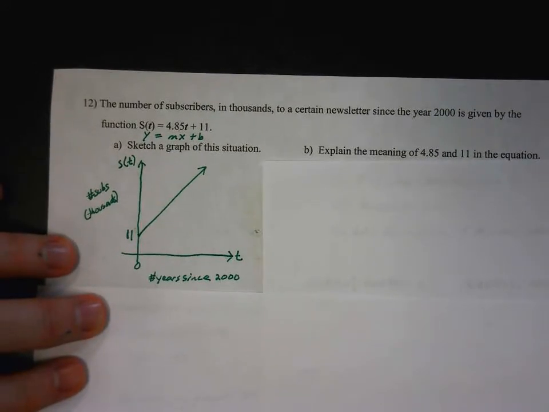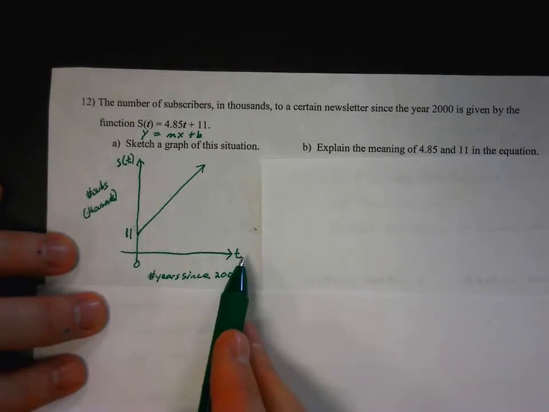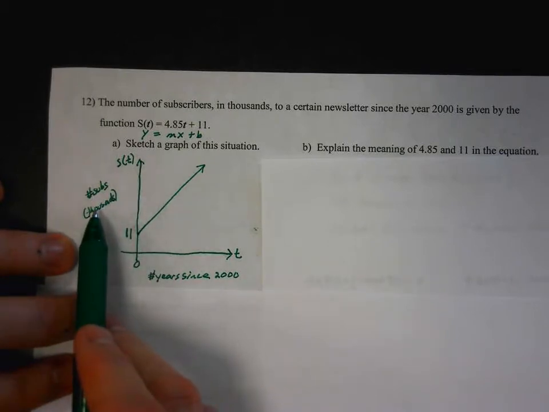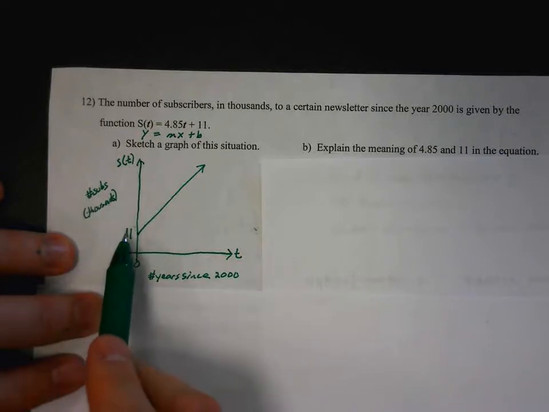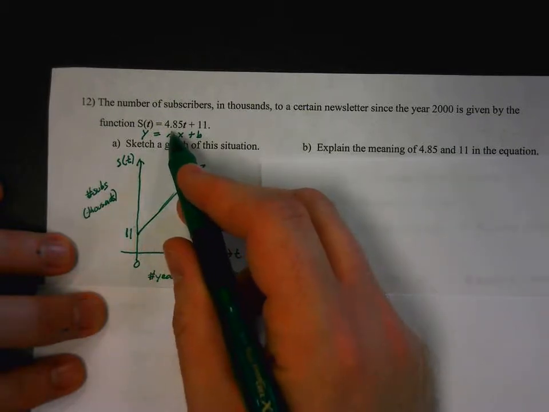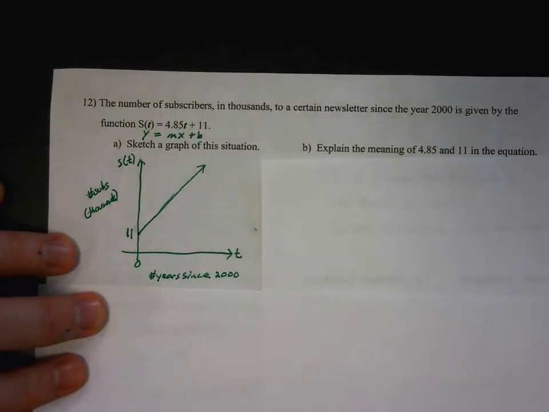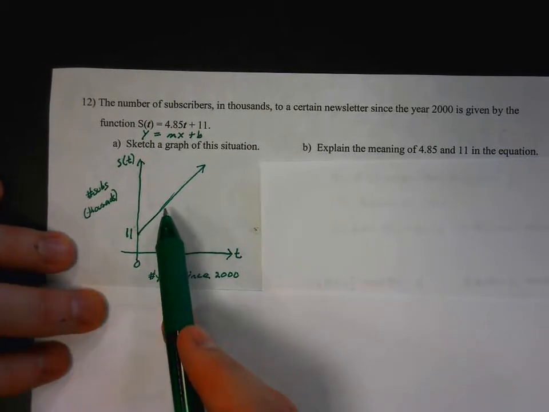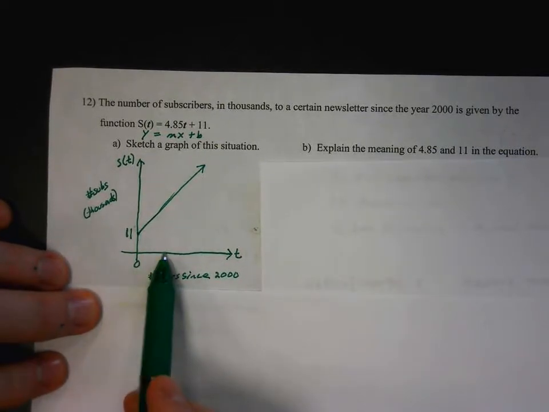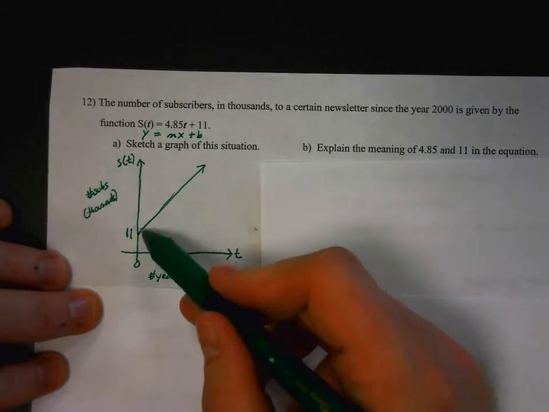Just label your axes as the number of years since 2000. t is your input variable instead of x. Instead of y, we have s of t, the number of subscribers in thousands, going up the side. I just labeled the 11 to show that's the y-intercept, and again, an increasing line because you have 4.85, a positive slope. That's all you need to put for the sketch. The reason for doing a sketch is just to get an idea of what's happening in the situation and what it looks like. As time goes on, the number of subscribers is going up.